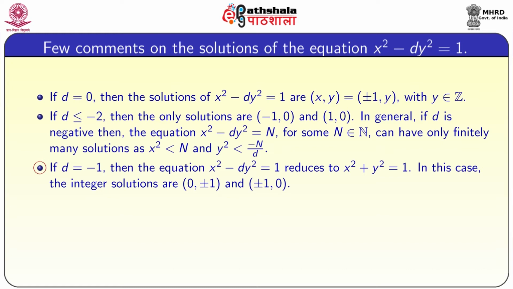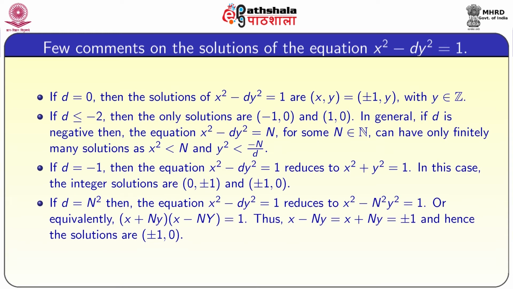If d equal to minus 1, then the equation x square minus d y square equal to 1 reduces to x square plus y square equal to 1. In this case, the integer solutions are (0, plus or minus 1) and (plus or minus 1, 0).